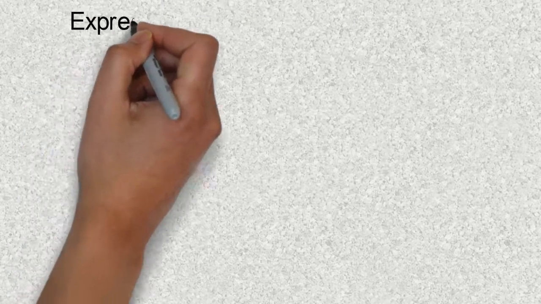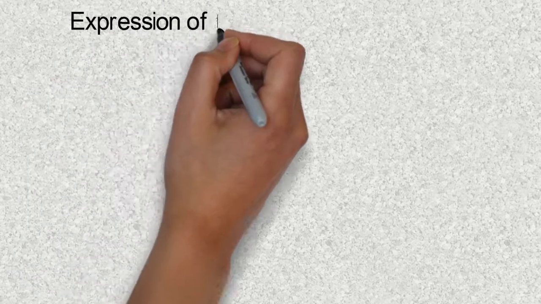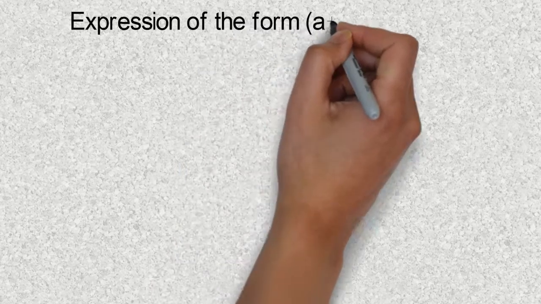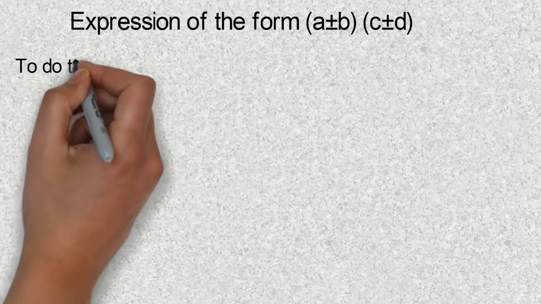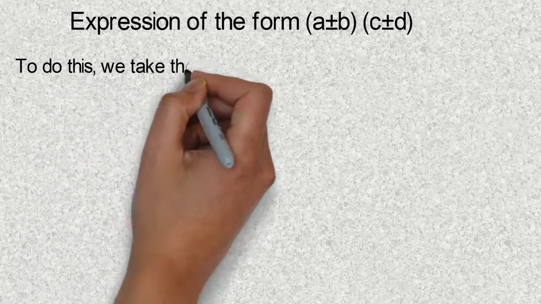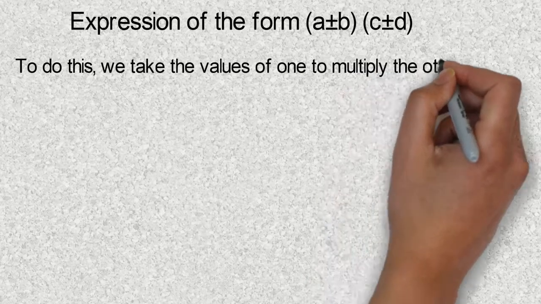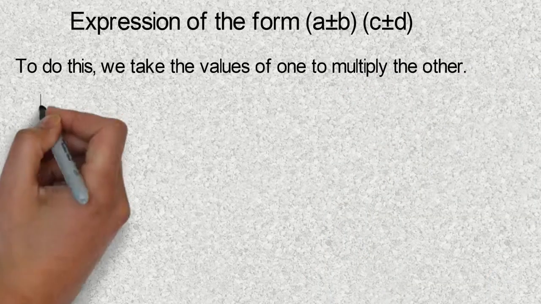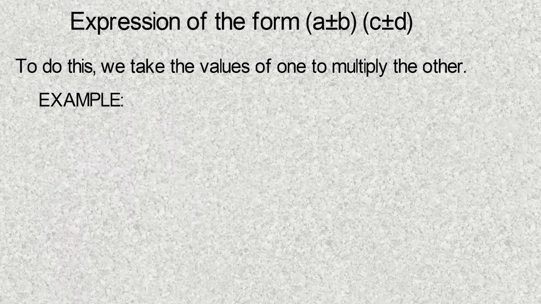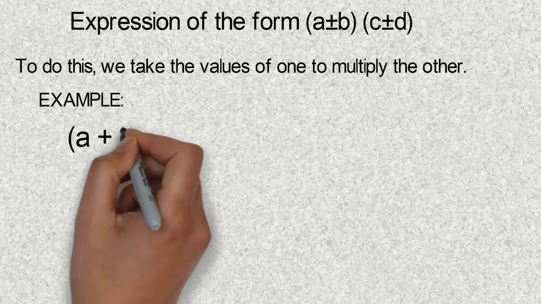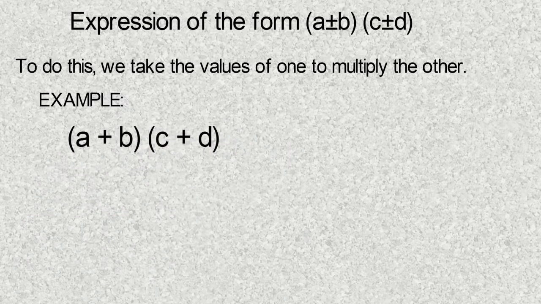And this will lead us to another one, which will help us: bracket a plus b into bracket c plus or minus d. Can you see that? So let's look at this example. To do this, we take the values of one to multiply the other. What do I mean? Let's look at this. A plus b into bracket c plus d. What we simply do here is I take the values of a plus b to multiply c plus d, or I take c plus d to multiply a plus b.